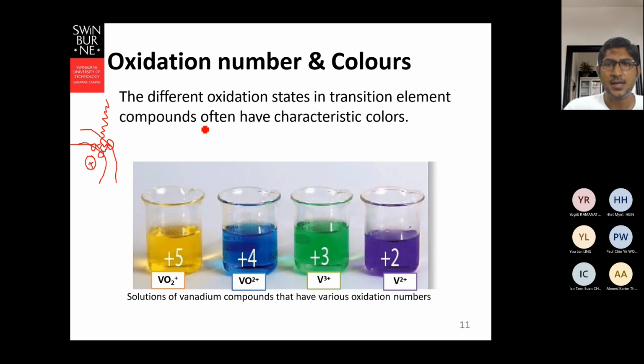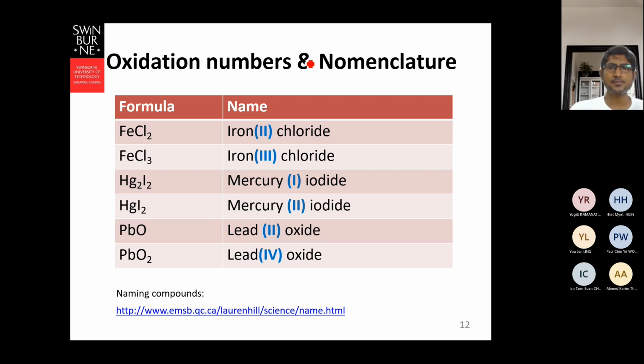All right, so transition state elements. This is one visual example of what the oxidation state does. The oxidation state not only changes the color, but it also helps us understand the nomenclature, or the name, of the element compounds.